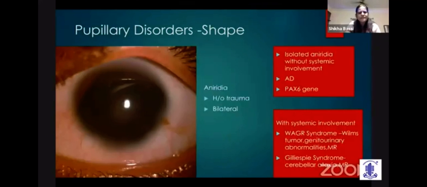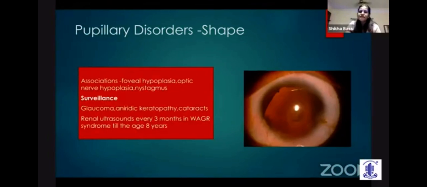Now, these are self-explanatory shape disorders of the pupil. Out of this, I would like to tell you something about aniridia. It is an autosomal dominant condition due to a defect in the PAX6 gene. And if there is no family history of aniridia and a child is born with aniridia, it's prudent to do surveillance for Wilms tumor, which could be seen in these patients till the age of 8 years.